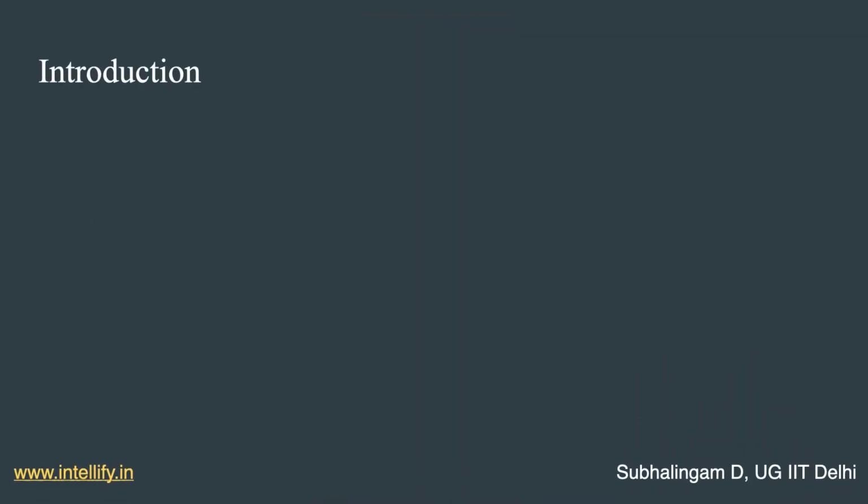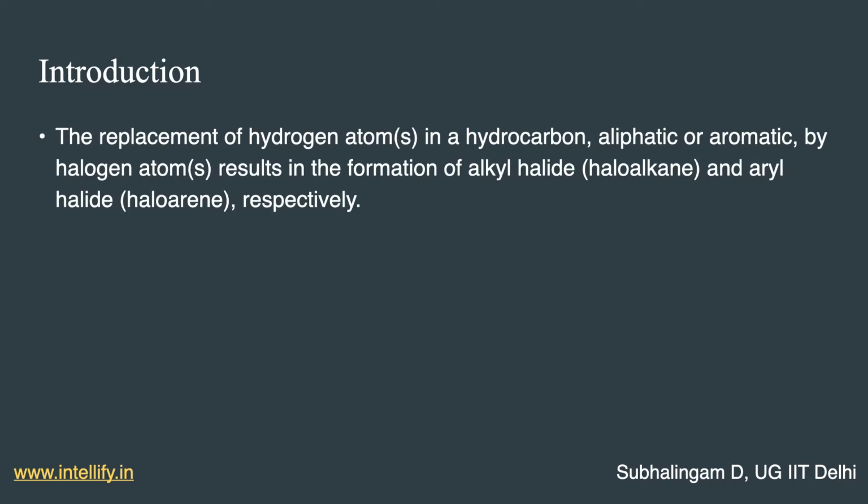First of all, let's see what a haloalkane or haloarene is. Let's take a hydrocarbon, aliphatic or aromatic, anything, and we substitute the hydrogen with a halogen. Then the resulting molecule is a haloalkane if we have taken an aliphatic hydrocarbon, or a haloarene if we have started with an aryl compound.